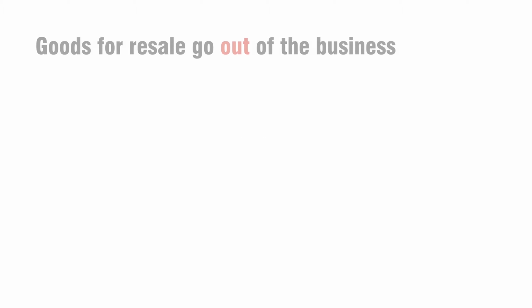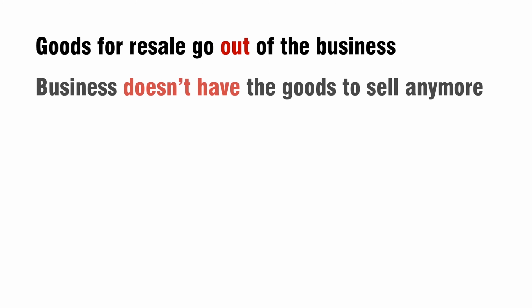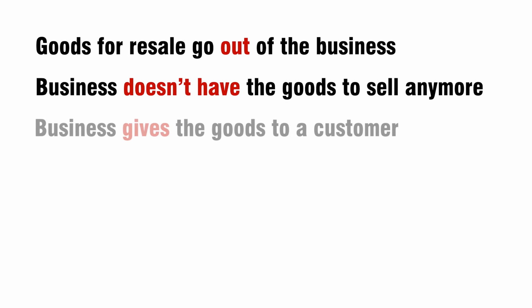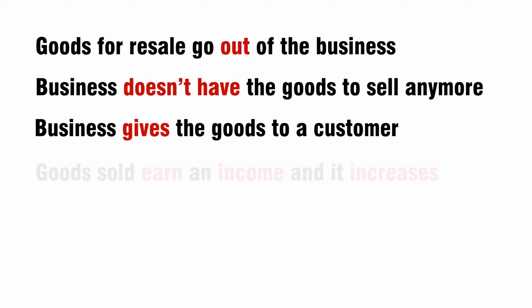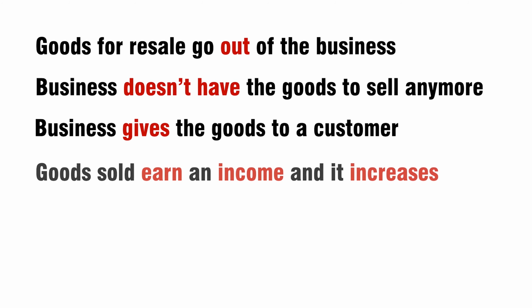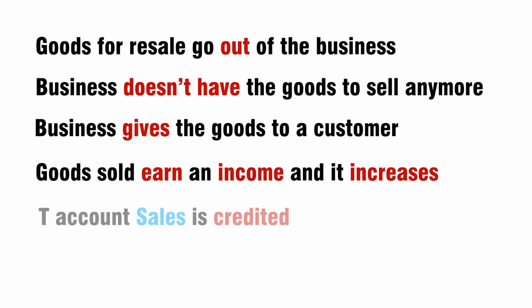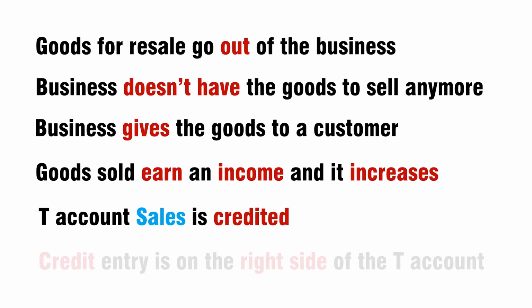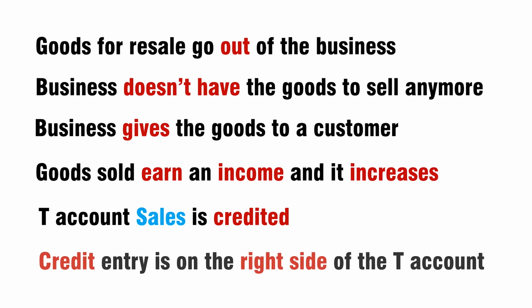Recording entry 2. Goods for resale go out of the business. Business doesn't have the goods to sell anymore. Business gives the goods to a customer. Goods sold earn an income and it increases. T account sales is credited. Credit entry is on the right side of the T account.